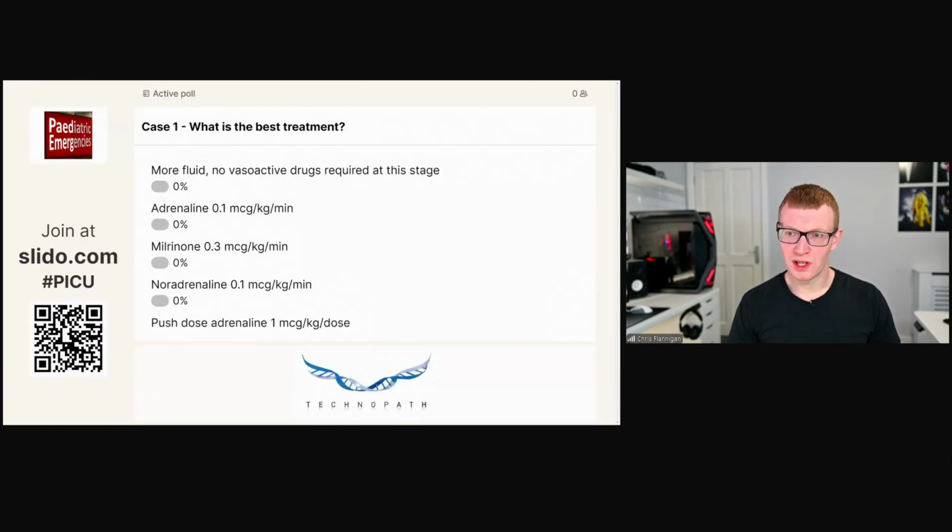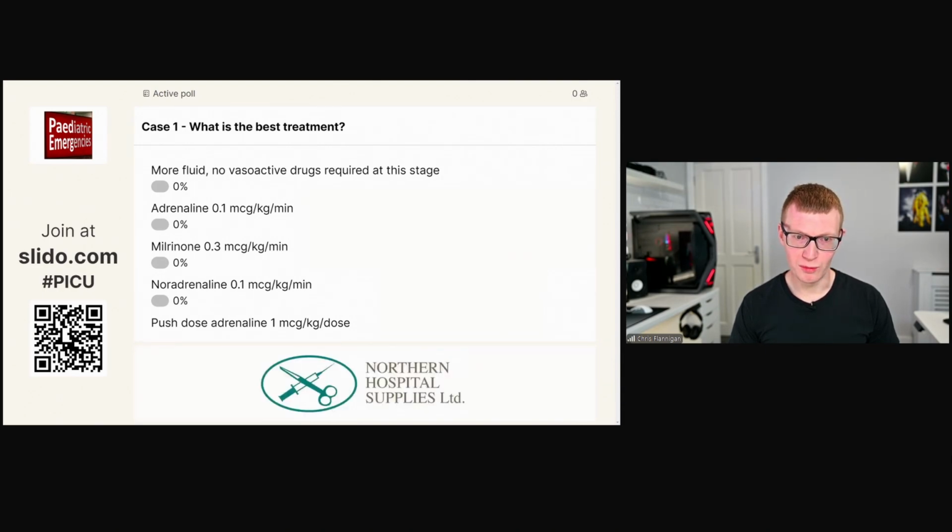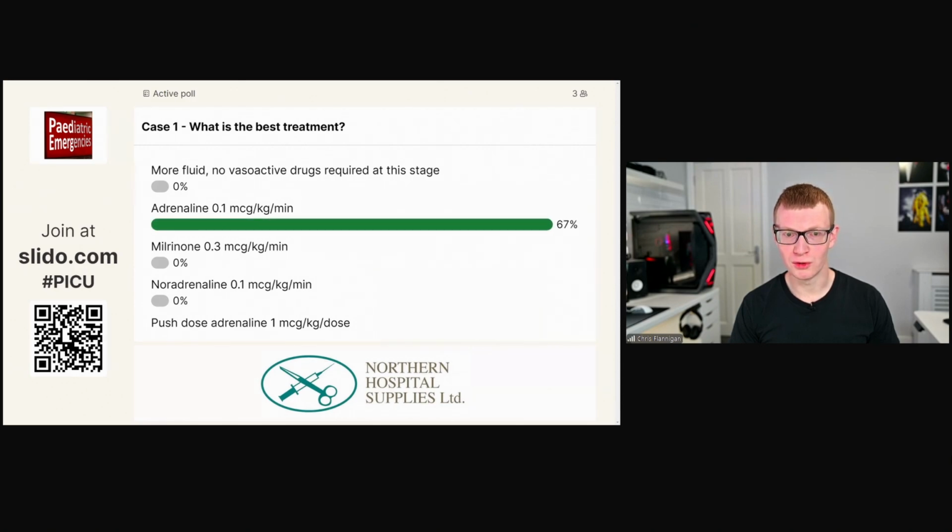So I want you to go over to Slido and vote for which of these options you think we should go with. We're happy enough, we don't need to give her any more drugs at the moment, we can just go with fluid. We can put her on an adrenaline infusion, a milrinone infusion, a noradrenaline infusion, or use push dose adrenaline. I'll give you a little bit of time to get your answers in. Okay, so I think most of you are going for the adrenaline infusion. So I'm going to come back to this question.